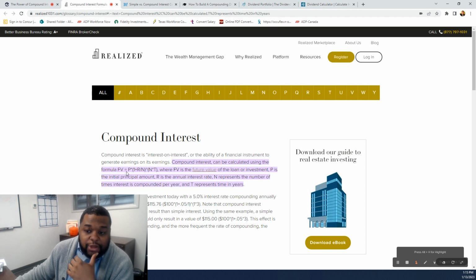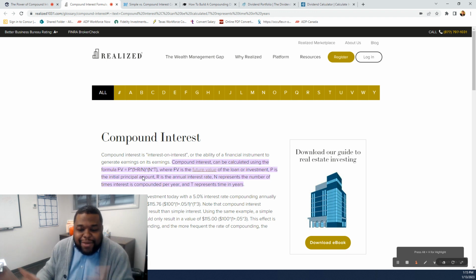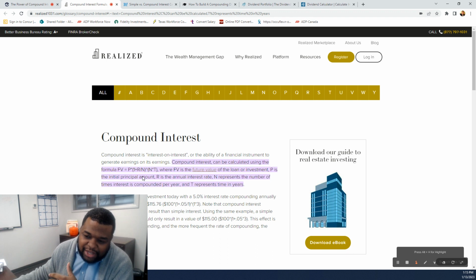The compound interest can be calculated by using the formula FV, which is future value, equals P times (1 plus R divided by N) raised to the power N times T. Now, you might wonder, what are these letters? I didn't come here to learn the alphabet or this strange language. Let me go into detail.